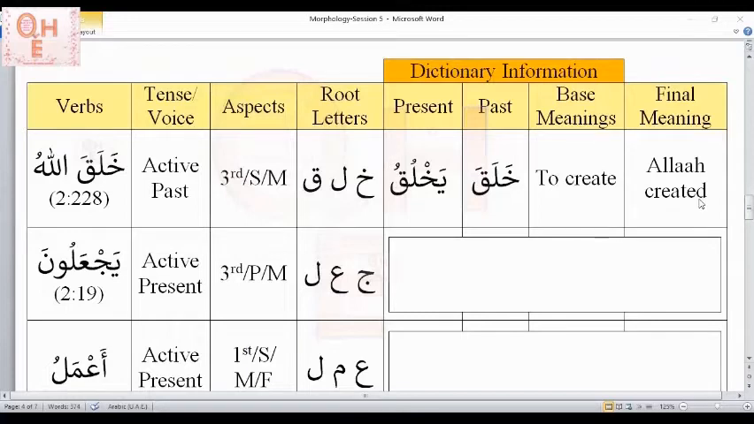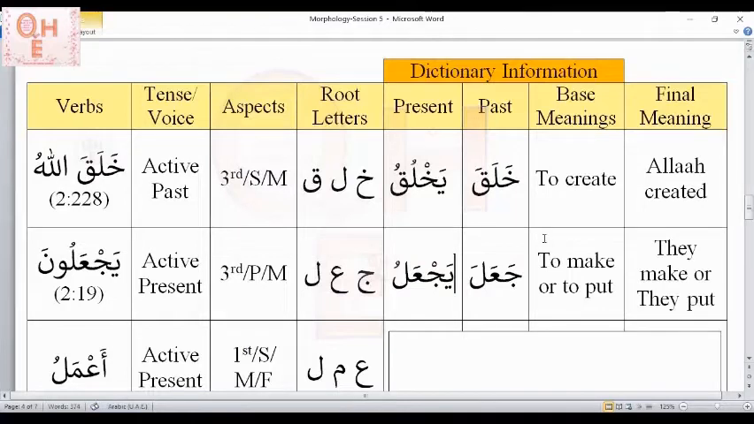Okay, now let's look into our next set of root letters. What did we see? When we plugged in Jim, Ain, Lam, we found this pattern, right? Ja'ala, yaj'alu. And the base meaning was to make or to put. So now let's finalize the meaning. We know this is active present tense, and we know the doer is a third person plural male. So how would I translate? They make or they put.